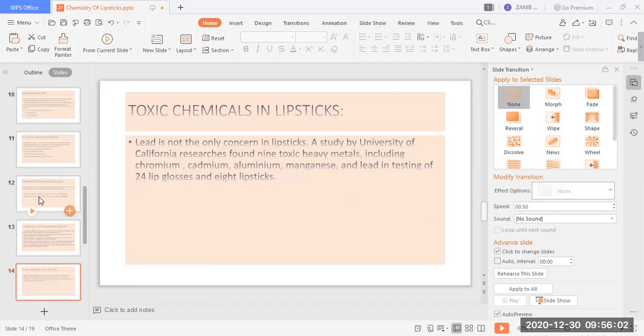If we move forward to the toxic chemicals used in lipstick, lead is not the only concern, because lead is not the only toxic chemical used in lipstick. A study by University of California researchers found 9 toxic heavy chemicals in testing of 24 lip glosses and 8 lipsticks, including chromium, cadmium, aluminium, manganese, lead, and so on.